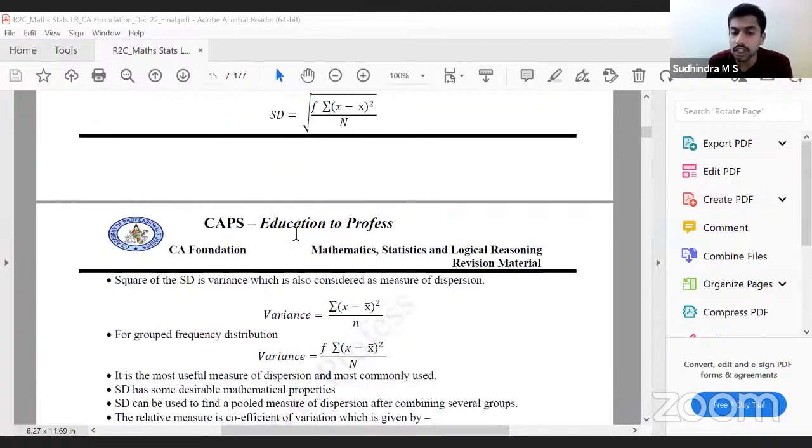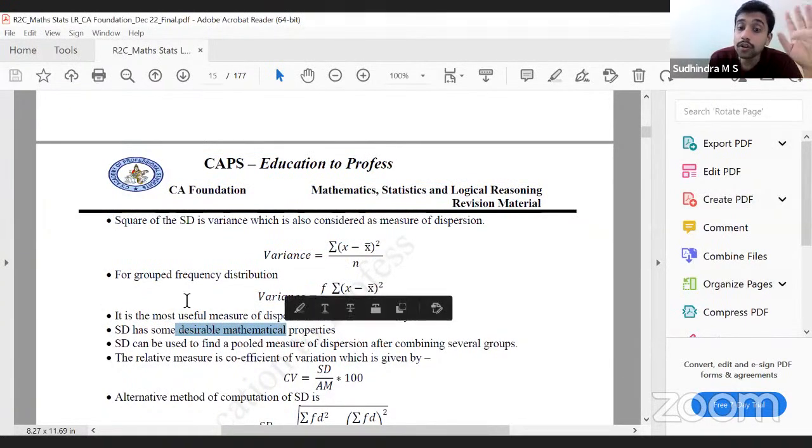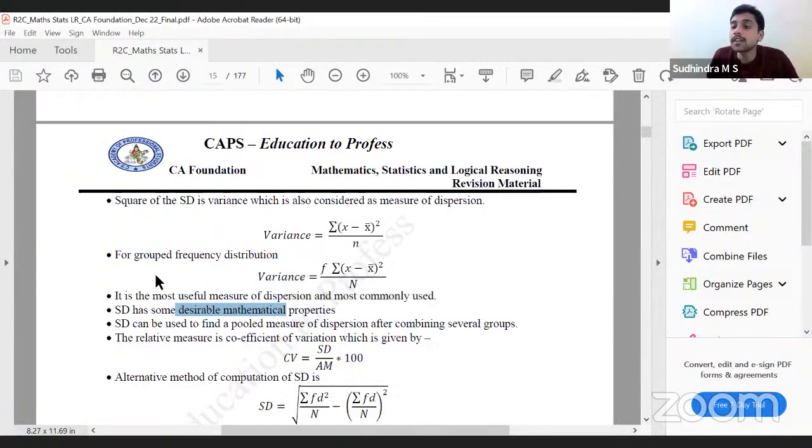Variance is square of the standard deviation. Now, it's the most useful measure of dispersion and most commonly used. It has some desirable properties. We can also calculate combined standard deviation. How do we calculate? We will discuss. Its relative measure is coefficient of variation, standard deviation by arithmetic mean into 100.